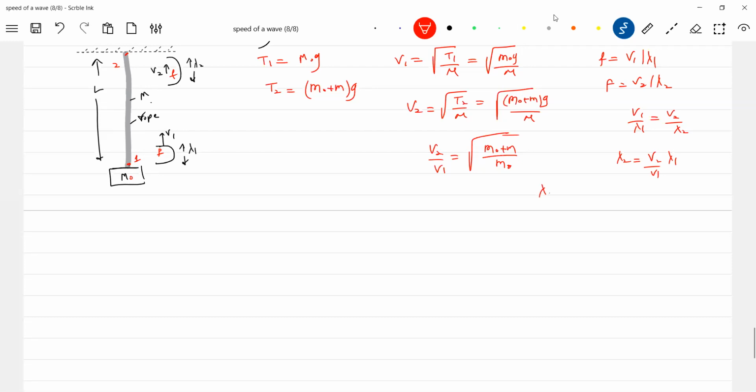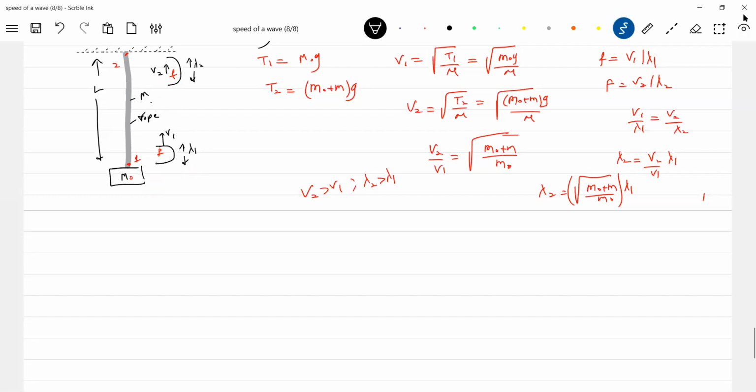So the new wavelength is given by this. Now will the wavelength increase or decrease? Lambda 2 is greater than lambda 1, the reason being V2 is greater than V1. So as the wave propagates, as the speed increases, what will happen to its wavelength? Wavelength will increase. Frequency will remain the same because the frequency depends on the source, not on the medium, whereas the speed and wavelength depend on the medium.